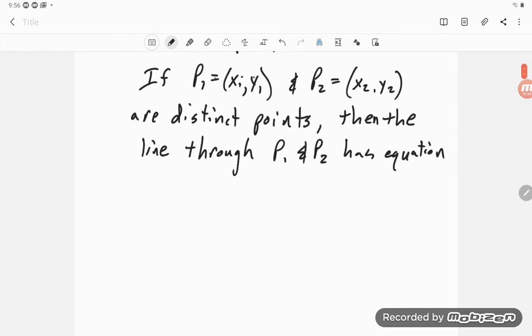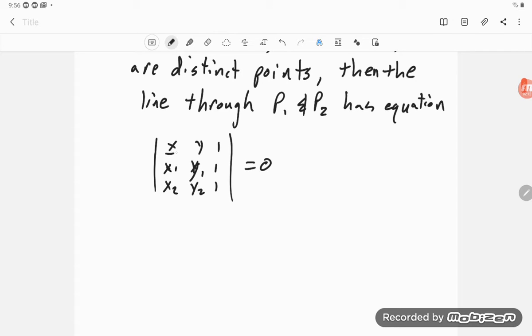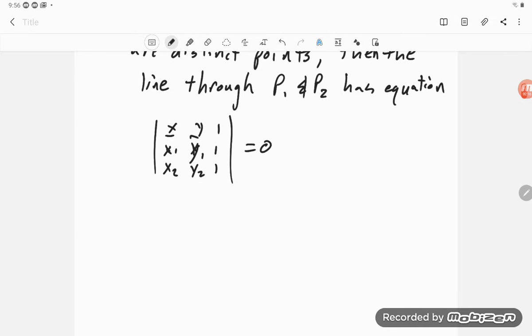and so you can set up that equation using a determinant, and so that's just kind of an interesting interpretation again of a determinant. So here's x1, y1 and 1, and then x2, y2 and 1. So I take that determinant and set it equal to 0, and I ask, well, what x and y would make this 0?